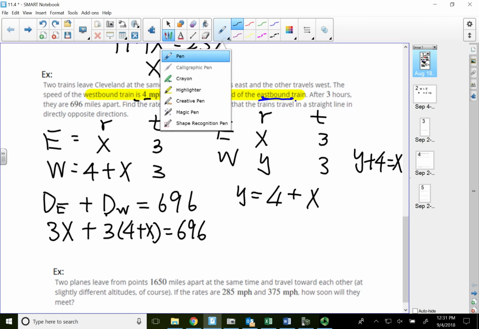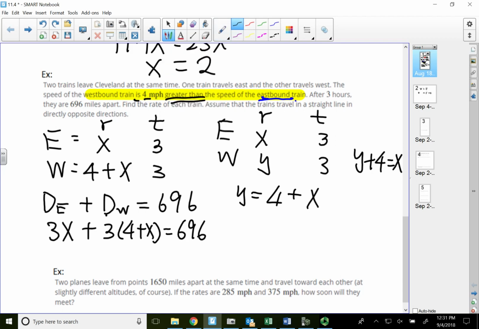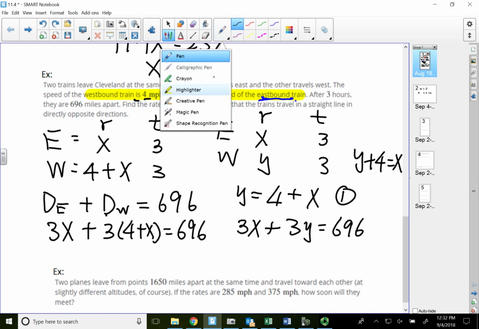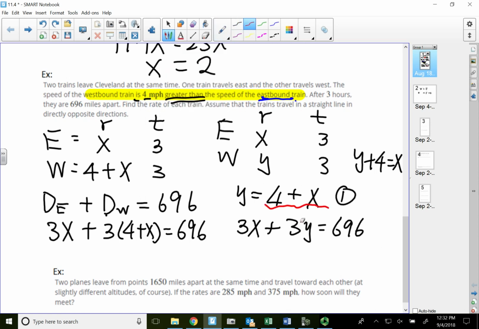All right, so now the second equation got to be regarding this distance, so that's the same thing. That will be distance of the eastbound train is 3x plus the distance of westbound train is 3 times the rate, 3y, together equal to 696. So now my first equation is already saying y equal, so I can substitute 4 plus x into the second equation wherever I see y. So once I do that, that will be 3x plus 3 times parenthesis 4 plus x equal to 696.